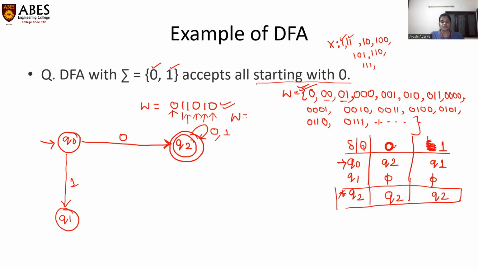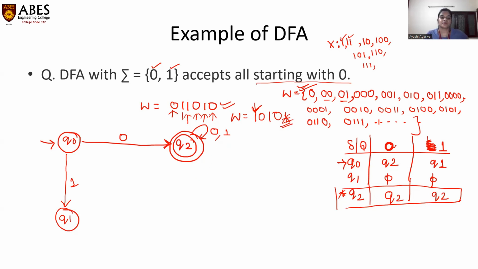What if we have a string like this, 1, 0, 1, 0? So reading 1, automatically it will go to some non-accepting state and it is not coming to the pathway where the string is accepted. So identifying that the input starting symbol is not 0, automatically this string is in a non-accepting state. So this is how we can check whether our DFA is correct or not.